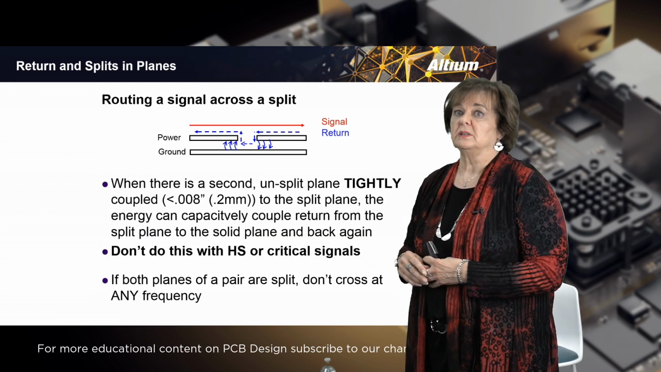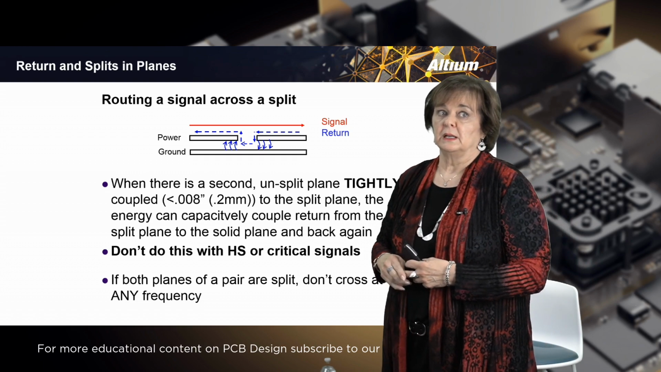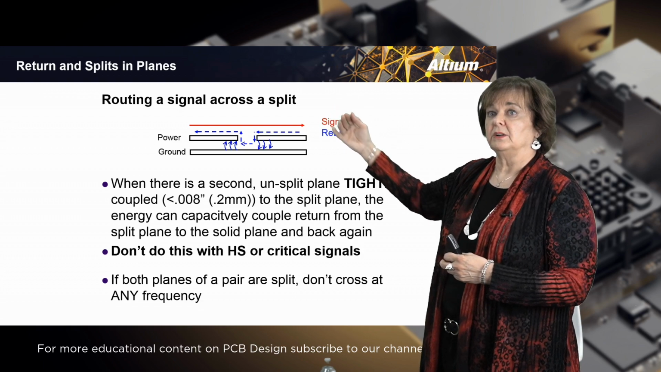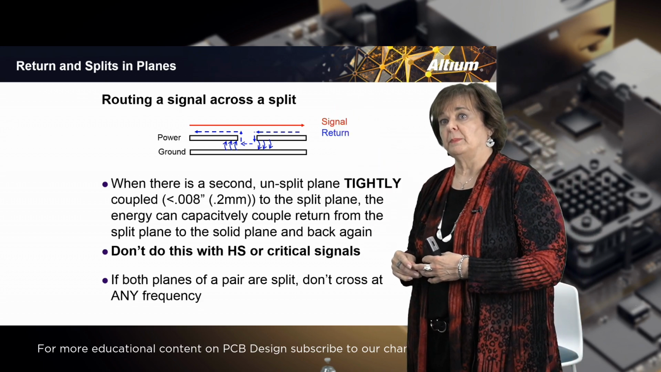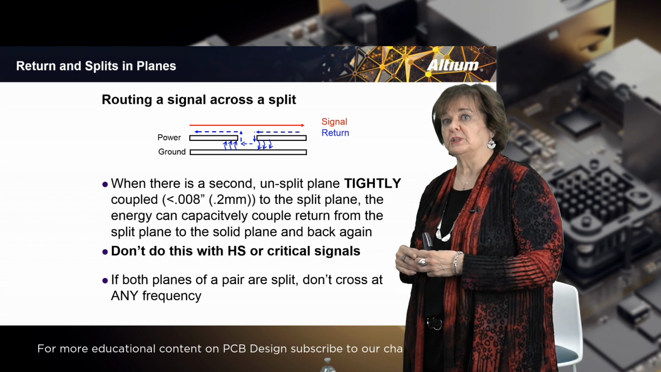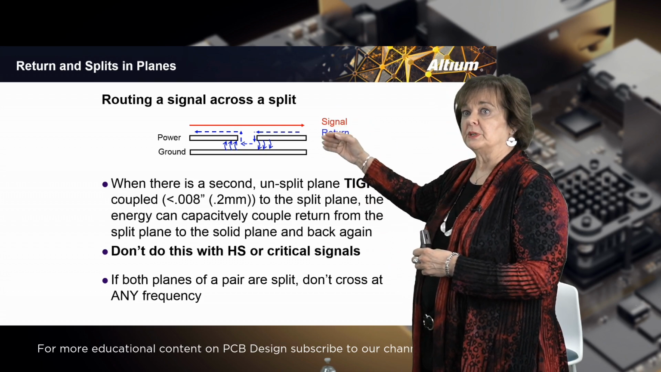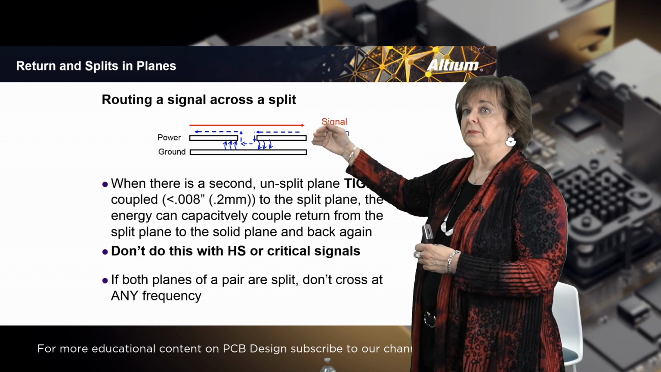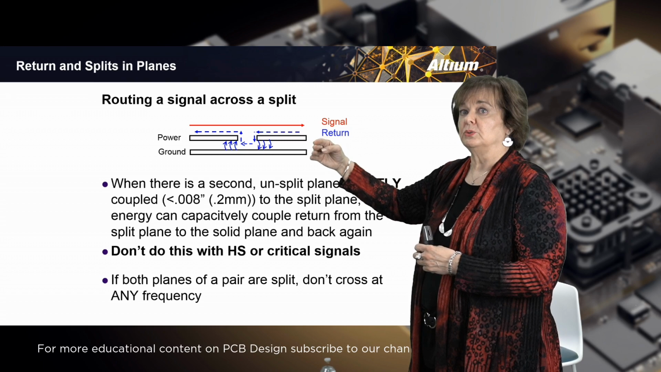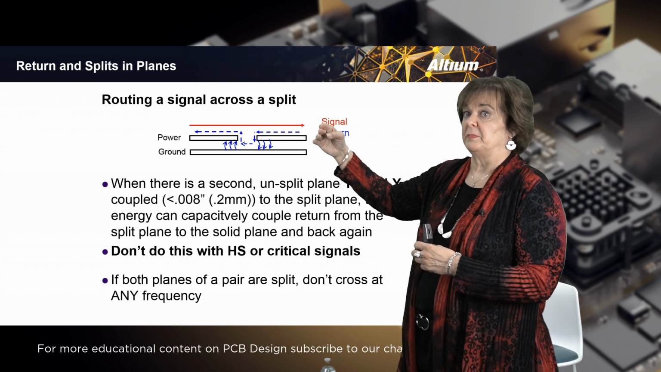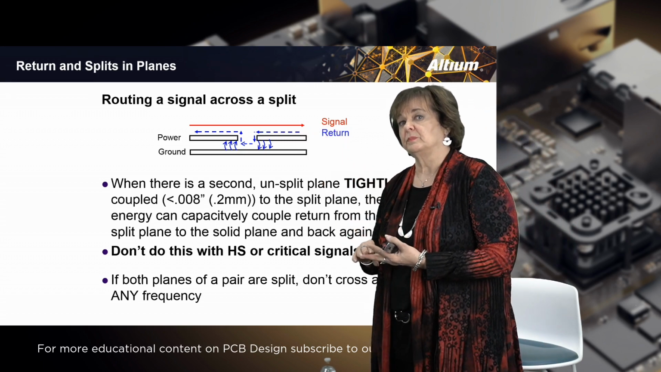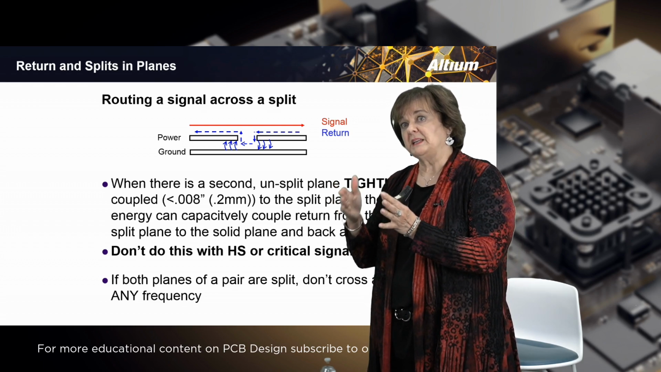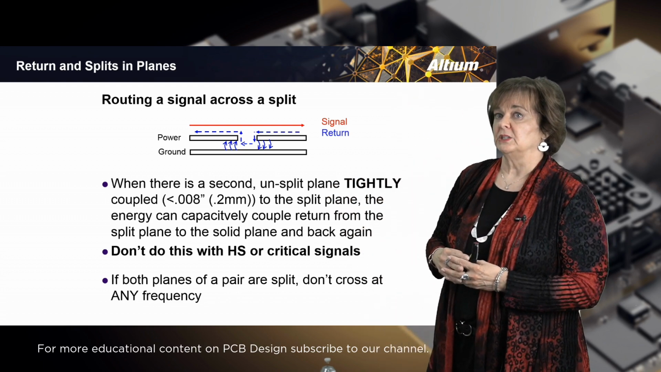There are occasions when it's not a critical signal, when the energy, you see the signal in red here, is routed next to a return plane, and there is a split in the return plane. If that split in the return plane happens to be very, very small, the energy can capacitively couple down from the power plane to the ground plane and then back up. If the distance between the power and ground is very, very small, and if the spacing between the opening is very, very small, it can do this.